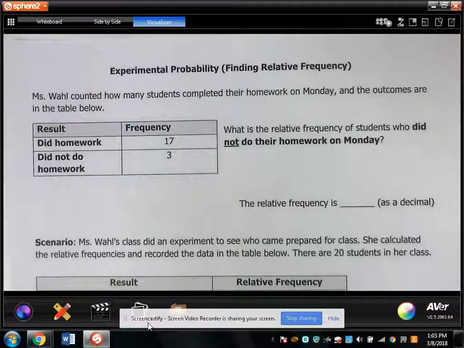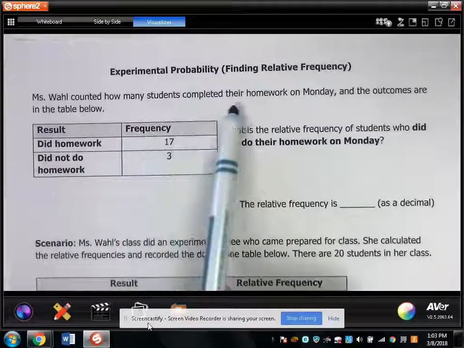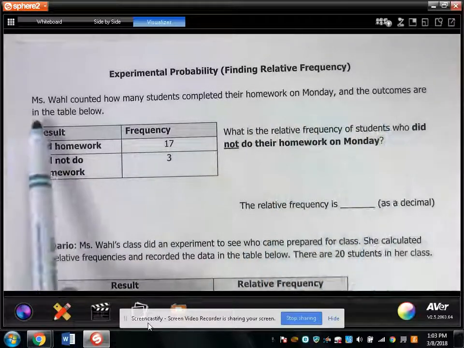In this video, we're going to talk about experimental probability, specifically how to find the relative frequency of an event from an experiment. So let's take a look at these example problems. Ms. Wall counted how many students completed their homework on Monday, and the outcomes are in the table below.